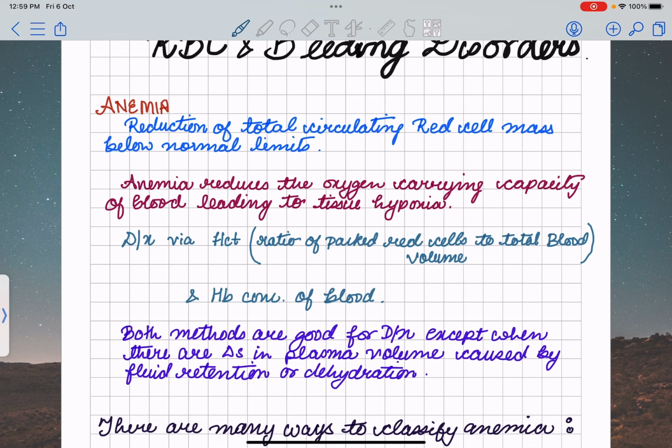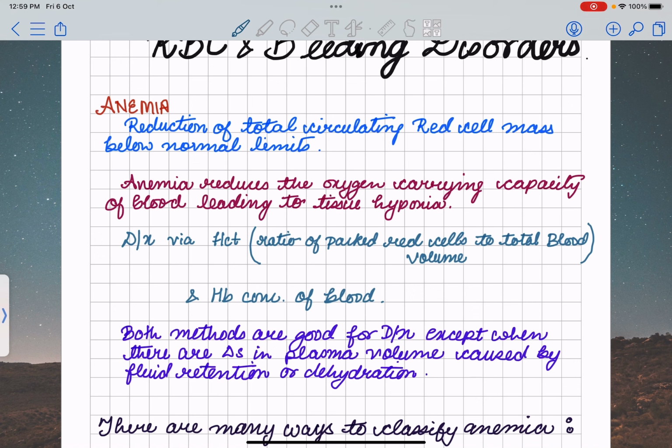Both methods are good, that is hematocrit and hemoglobin, for diagnosis, except when there are changes in plasma volume that is caused by fluid retention or dehydration. In case of pregnancy, there's increased plasma volume when a person has anemia. That doesn't mean the RBC is not able to carry sufficient oxygen, or there's reduced production of RBCs or less oxygen intake. It just means that there is more fluid present in the plasma.